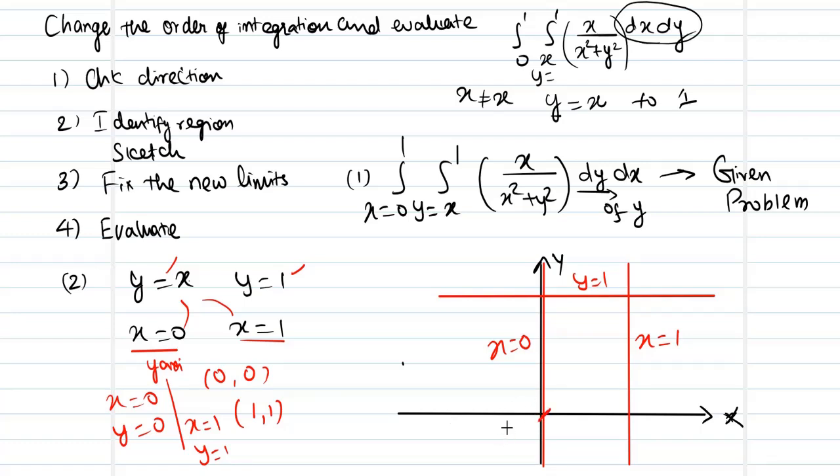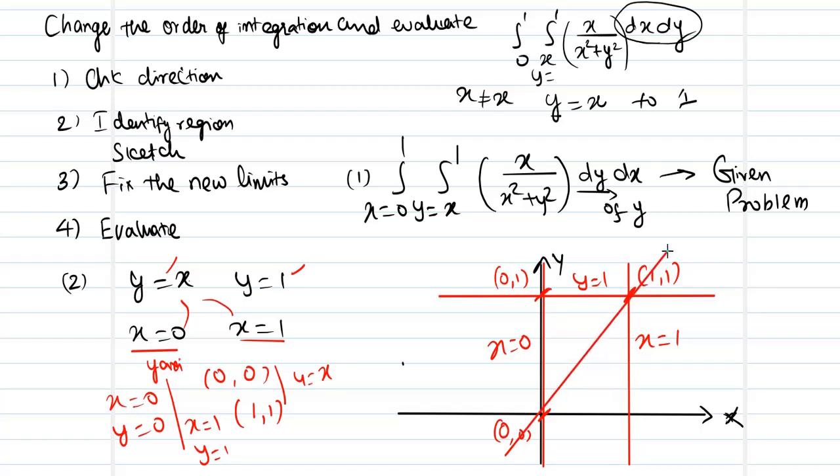Now the origin is marked as 0, 0. The point over here, with intersection of x equal to 0 and y equal to 1, is 0, 1. The point over here, the intersection of x equal to 1 and y equal to 1, is 1, 1. So now we know that the new line, which is y equal to x, passes through these 2 points. Now connect these 2 points by means of a line.